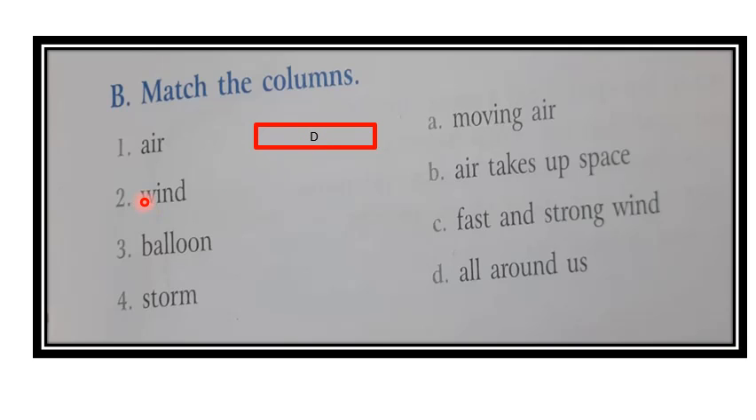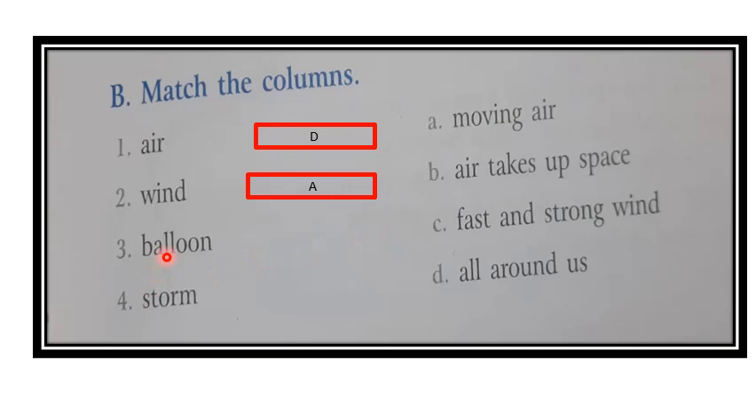Second, wind. What is wind? Yes, very good. Wind is moving air. So you have to write A. Okay, second option. So children, please write D in between 1 and A. D, because the correct answer of number 1 is D, all around us. And correct answer of wind, number 2, is A, moving air.